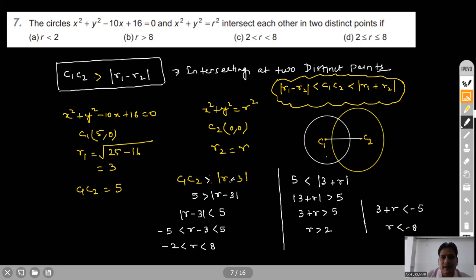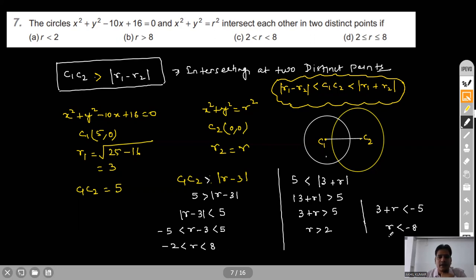And this C1C2 is greater than R1 minus R2, so R minus 3. So 5 is greater than |R minus 3|, correct? And from here we can say R minus 3 lies between 5 and minus 5. This will be the range of R minus 3. Now if I am adding 3, I don't know why this expression is coming out. From here it is coming to be minus 2. The value of R should lie between minus 2 and 8.